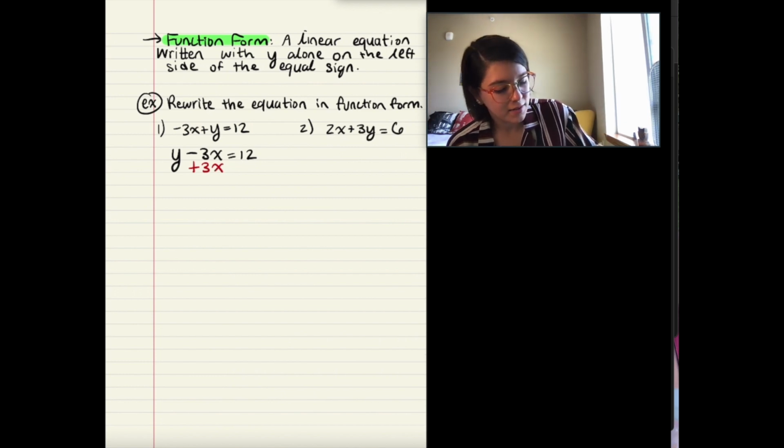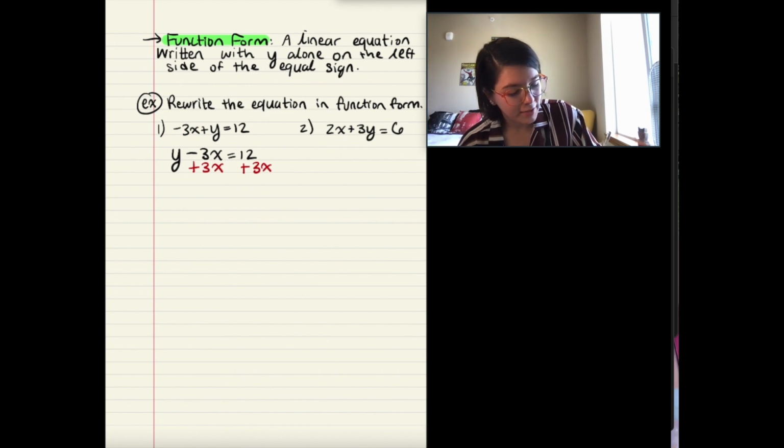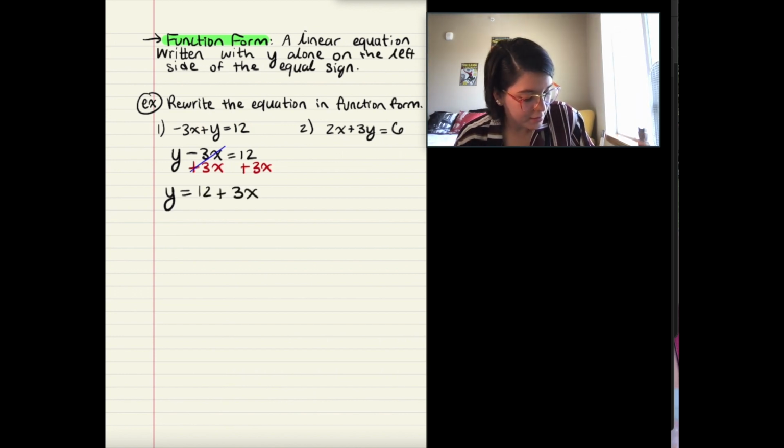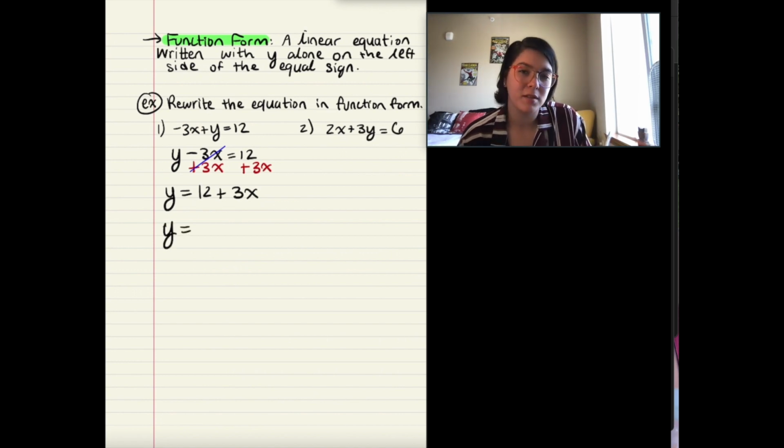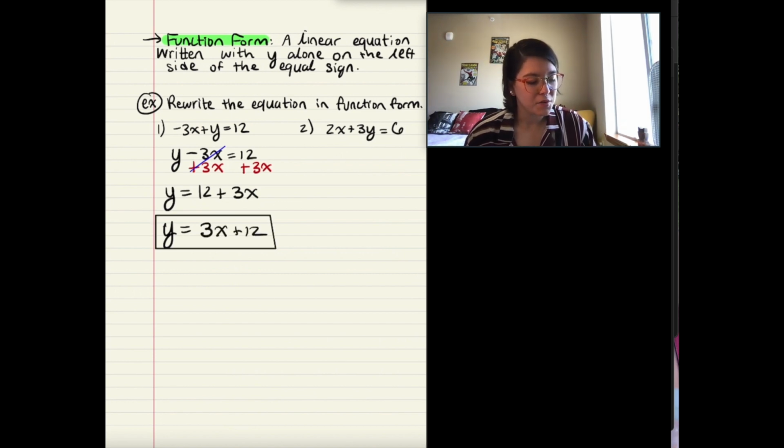And what we do to one side of the equation, we have to do to the other. So we have negative 3x plus 3x, those cancel out. Then we have y is equal to 12 plus 3x. And then when we write linear equations, we prefer to have the x term in front. So I'll just switch the 3x and the 12 around and write 3x plus 12. Go ahead and see if you can do the next one on your own.